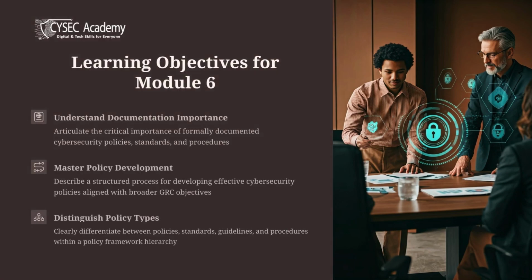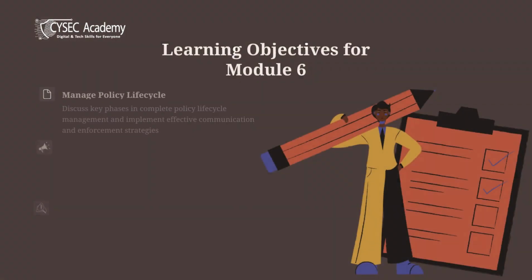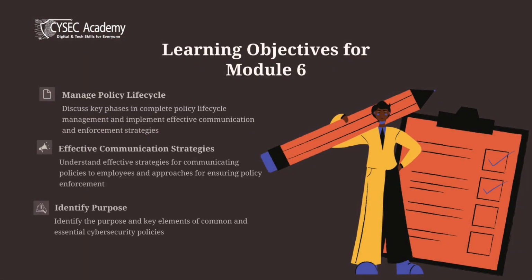Upon successful completion of this module, you should be able to understand and articulate the critical importance of formally documented cybersecurity policies, standards, and procedures. Describe a structured process for developing effective cybersecurity policies that are directly aligned with broader GRC objectives. Clearly distinguish between policies, standards, guidelines, and procedures within a policy framework hierarchy. Discuss the key phases involved in the complete policy lifecycle management process. Understand effective strategies for communicating policies to employees and approaches for ensuring policy enforcement.